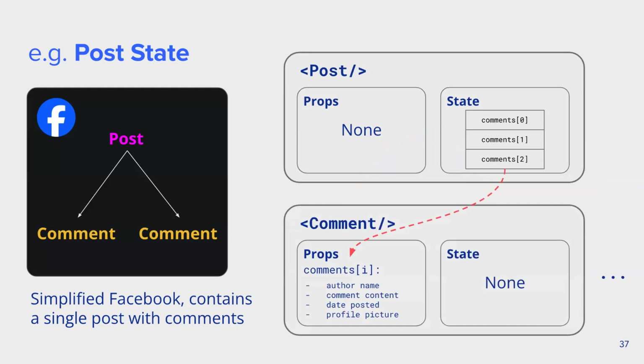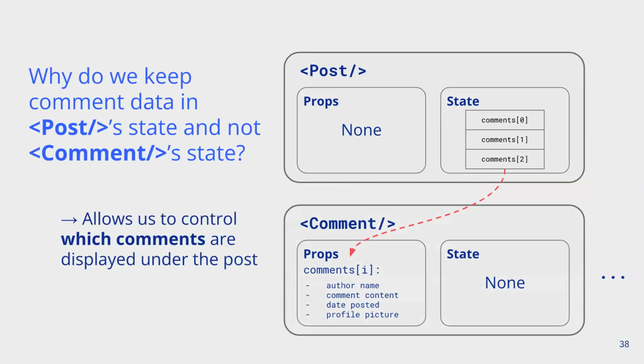And so what we'll do is for each comment that is rendered by post as its child component, we'll pass in one of the objects within our state array into comments as props. So we'll take just one of these, let's say comments i, and it'll render out the comment using those props.